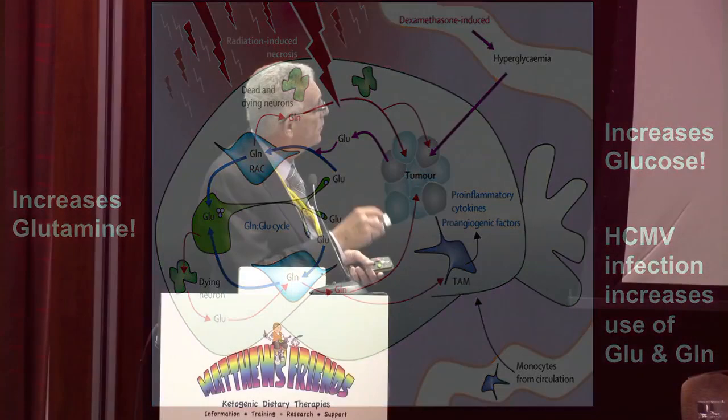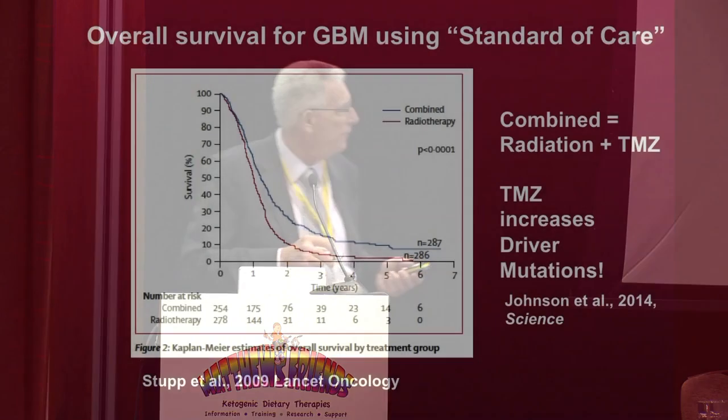And then to reduce some of the edema and inflammation, high-dose dexamethasone is given, which raises glucose and causes hyperglycemia. So essentially what the standard of care is doing is providing the two key fuels for the fermentation of the cells. And we now know from more recent papers that the human cytomegalovirus infects the tumor cells of GBM, and these viruses act like superchargers to use glucose and glutamine in the tumor cells. So what we have essentially done is created the perfect storm of adverse effects for the survival, recurrence and continued growth of these cells.